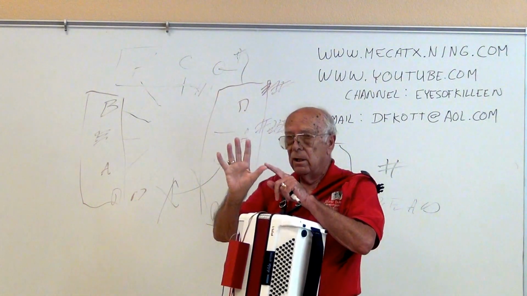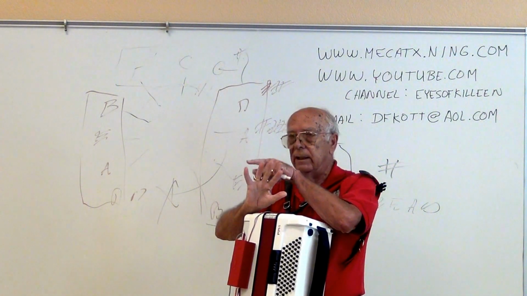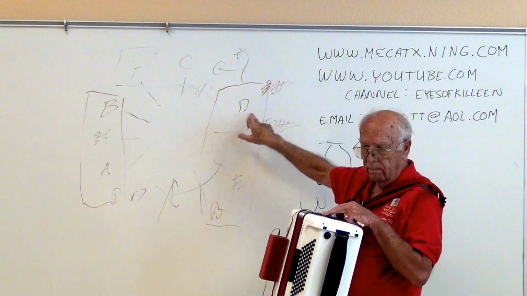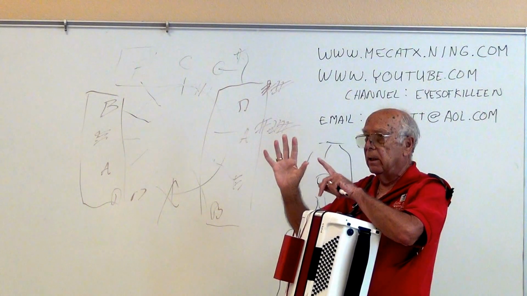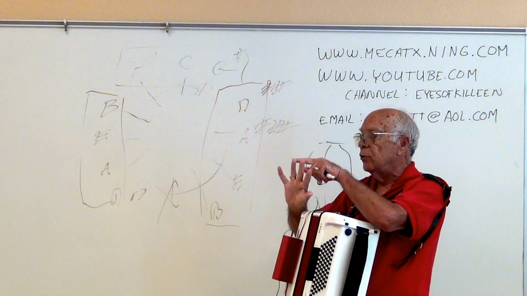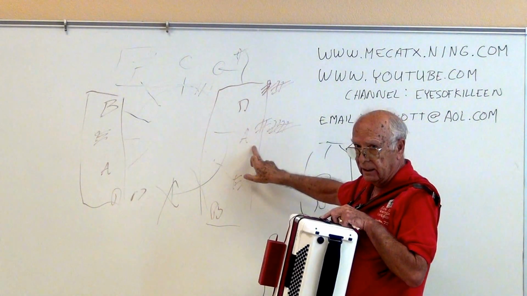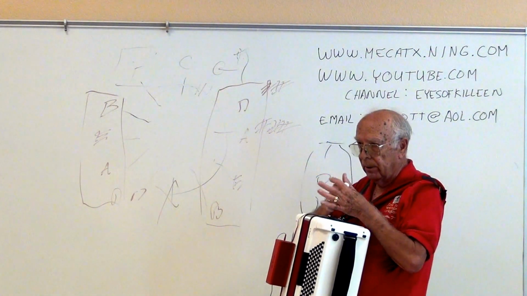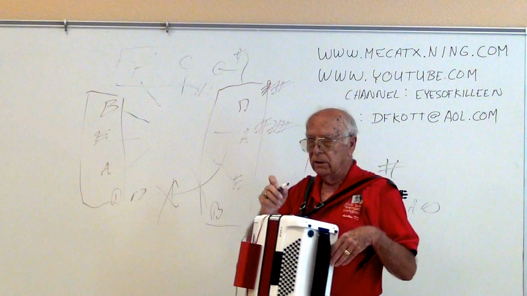Start with G. G, A, B, C, D. D is the next one. Put up your hand again. D, E, F, G, A. A is the next one. So it should start making some sense. It's a circle of fifths.